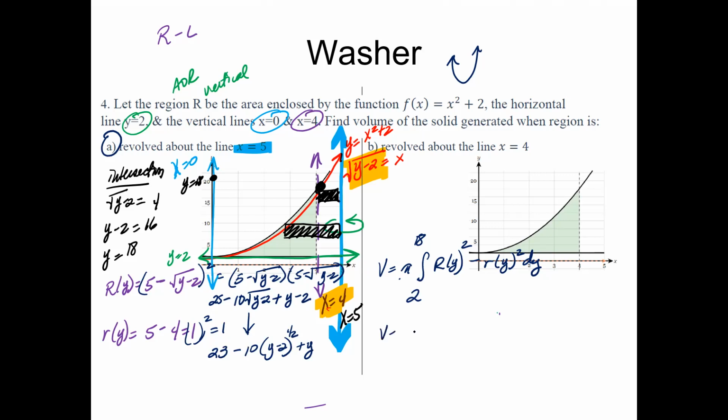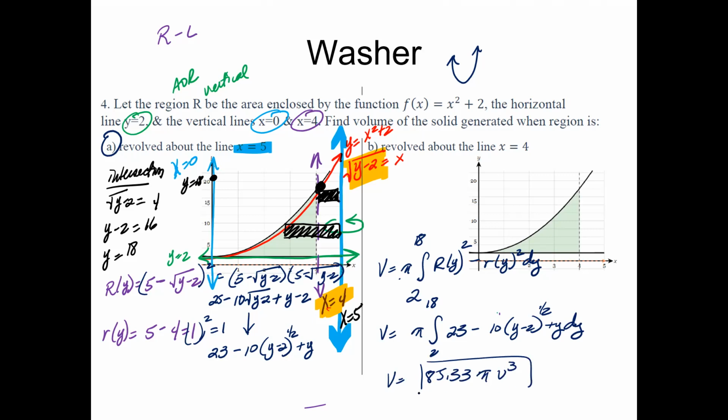And so volume equals pi integral from 2 to 18 of (23 minus 10y minus (2 to the 1/2 plus y)) dy. Integrate this, plug it in, and when you do that, you should have the volume is equal to 85.33 pi unit cubed.